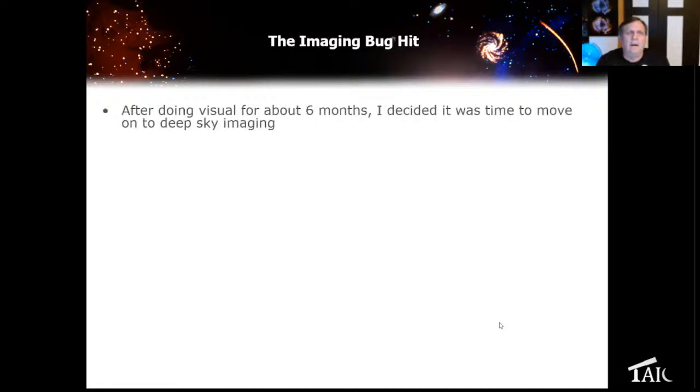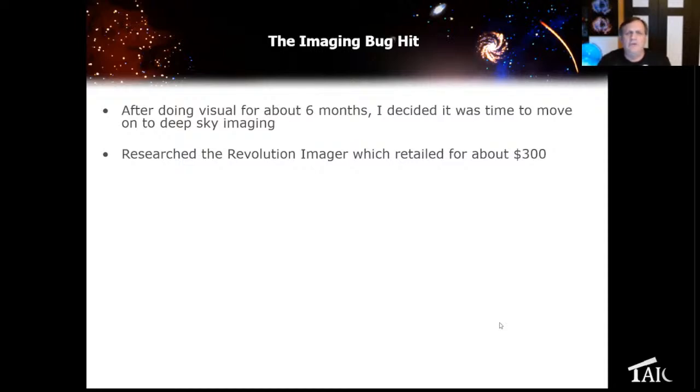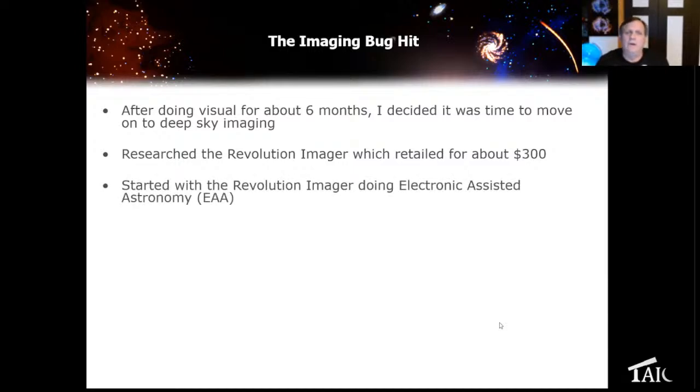Then after doing visual for 6 months, I decided it was time to move on to deep sky imaging. I started researching a few devices. One of them was called the Revolution Imager, which retailed for about $300. I started doing a process called Electronic Assisted Astronomy, also known as EAA, with the Revolution Imager.